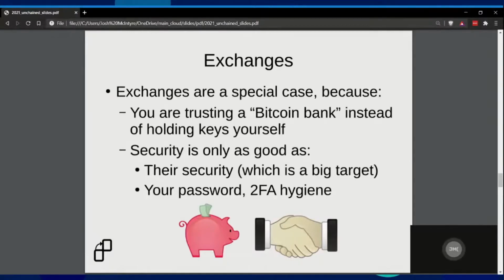And again, exchanges are a special case because you're not being your own bank when you use an exchange. You are not holding keys yourself. So in that case, your security is only as good as two very important things. The first thing is your security is only as good as their security. And that's a very big target. So this is not something to ignore or brush over, right? You really want to pick a good exchange if you are going to store money on an exchange.